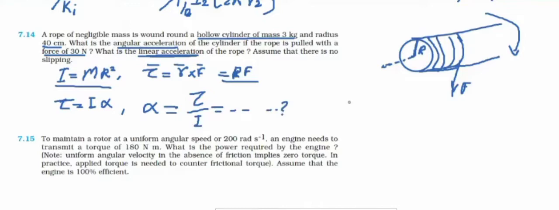Once you get the value of alpha, we have the relation: linear acceleration A is equal to angular acceleration into R. So you have alpha and R, so you can find the value of A, the linear acceleration.